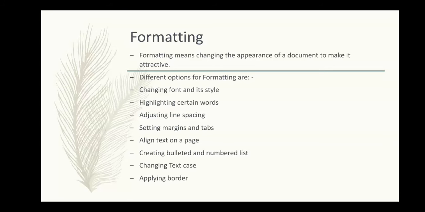Adjusting line spacing. Line spacing is the vertical distance between the successive lines of the text in a document. In this slide, you can see all the lines having equal distance. This is called the line spacing. Margins. Margin is the distance between the page border and the text. We can adjust the margin according to our requirement.